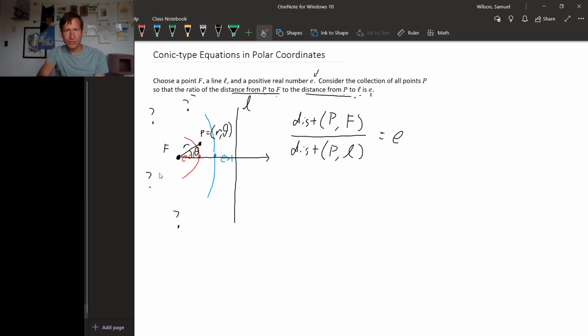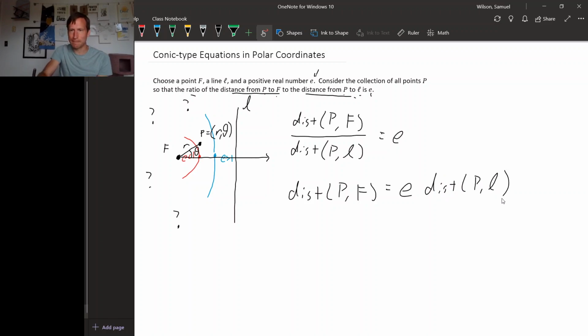So using this coordinate system, let's write down these distances. And actually, before we do that, let's clear this denominator just so that we don't have a big fraction. So our equation is the distance from P to F is equal to E times the distance from P to L. Now in this coordinate system, the distance from P to F, well, that's just r.